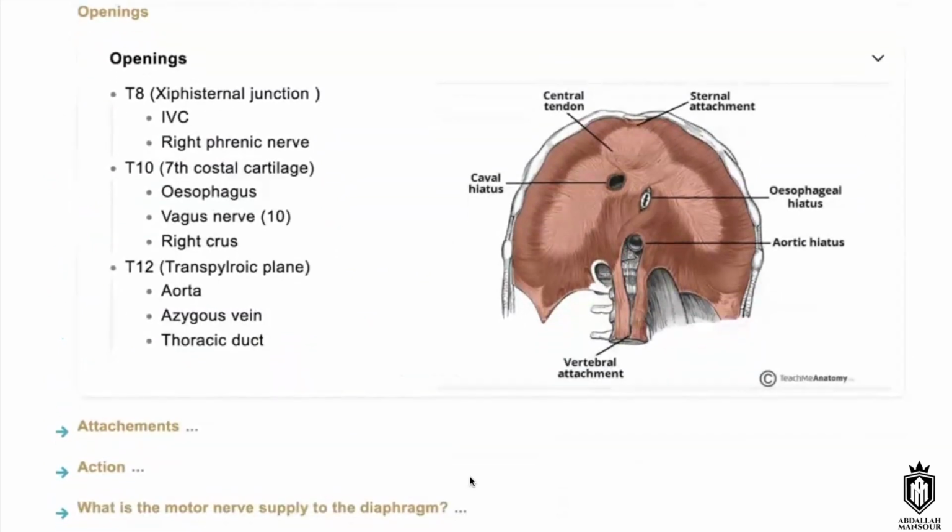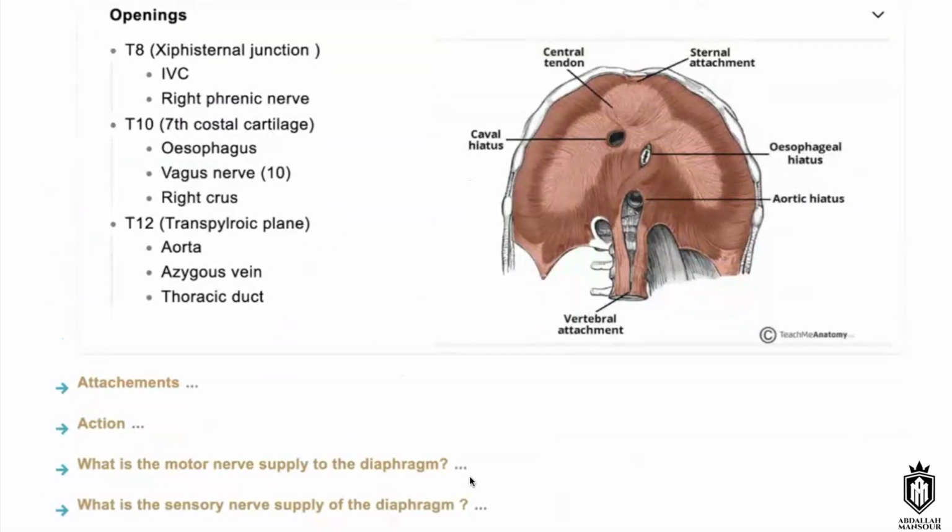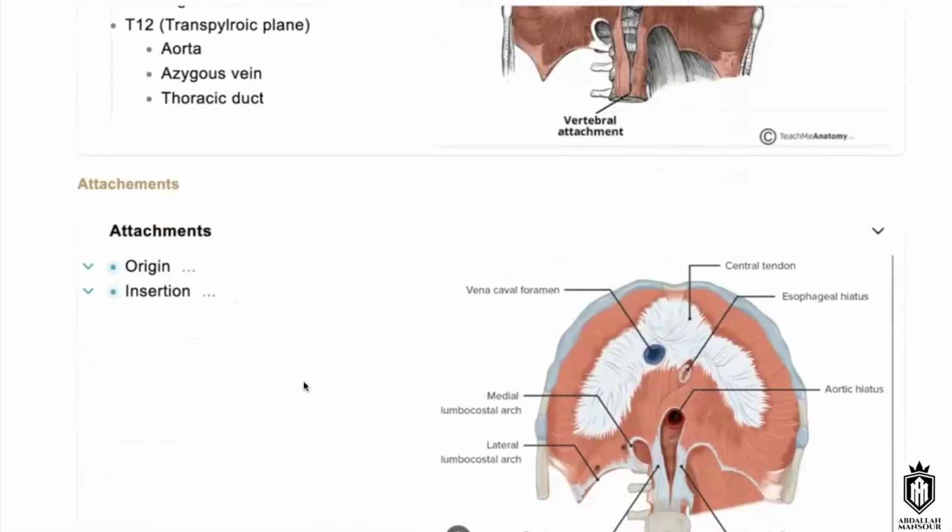And what are the attachments of the diaphragm? It's attached to the sternum, and posteriorly the right crus is attached to the vertebrae L1, L2, L3. Left is L1 and L2. Then the lower four ribs and the sternum in front. I don't like the answer, to be honest. Basically the attachments you can classify to origin and insertion.